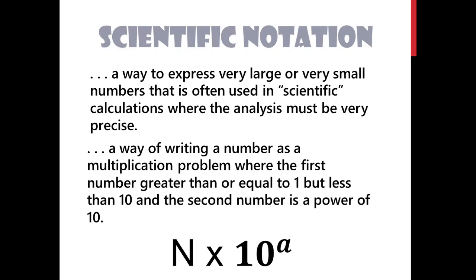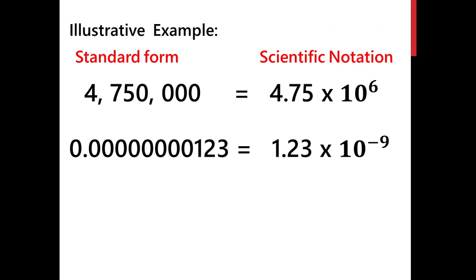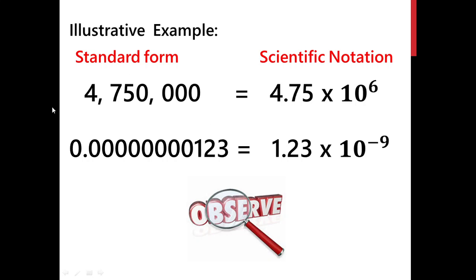To understand this further, let's have an example. I want you to observe this one. This is the standard form, or how we normally write the number. This is a very large number, 4,750,000. Now, this here is the scientific notation of this number. What have you observed? Scientific notation is somewhat a shortcut way of writing a very large number.